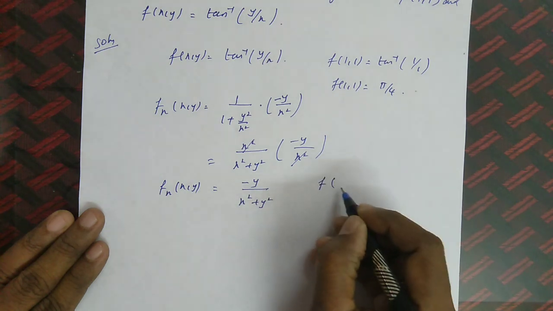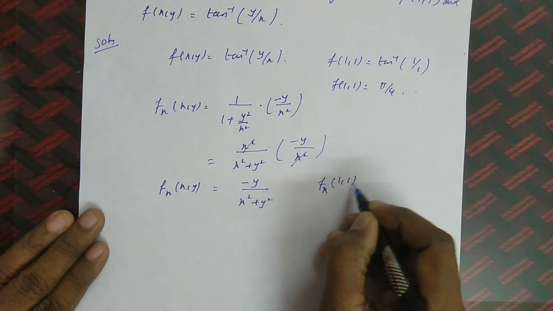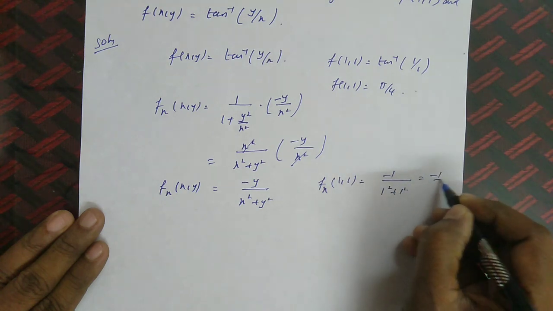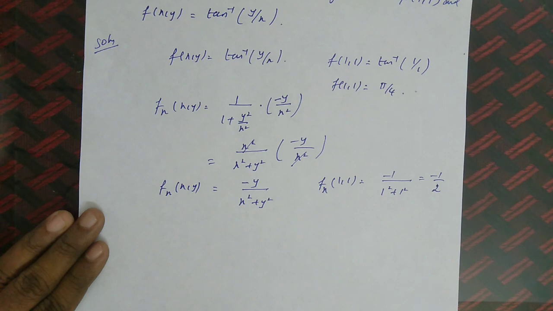So, what is our fx of x comma y? Minus y by x square plus y square. We will substitute the point, fx of 1 comma 1: minus 1 by 1 square plus 1 square, so minus 1 by 2. This is our fx at 1 comma 1.